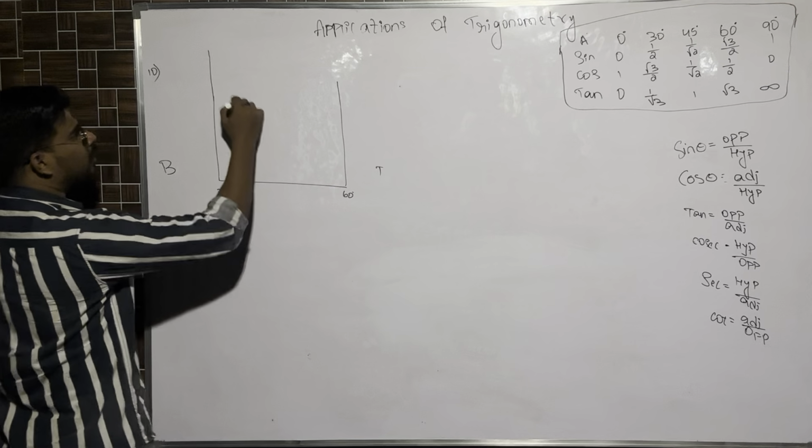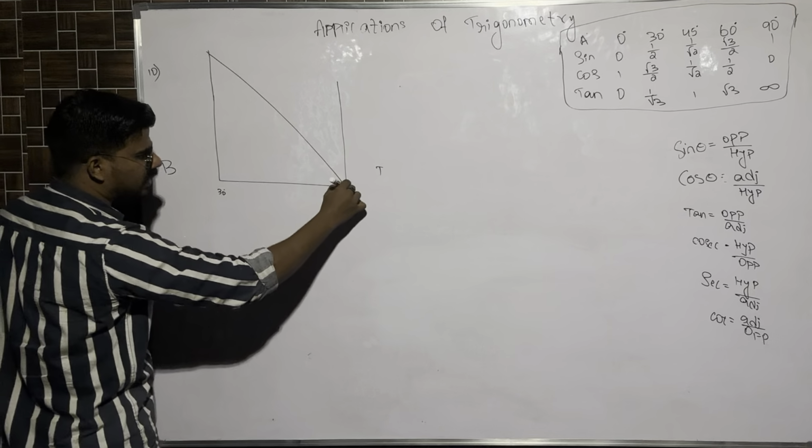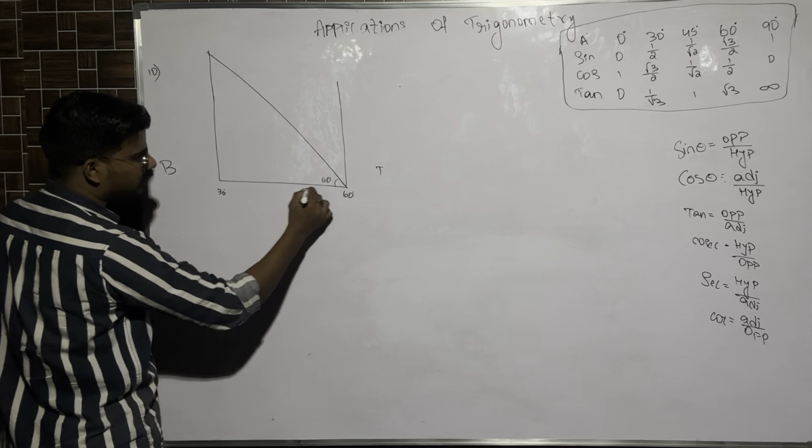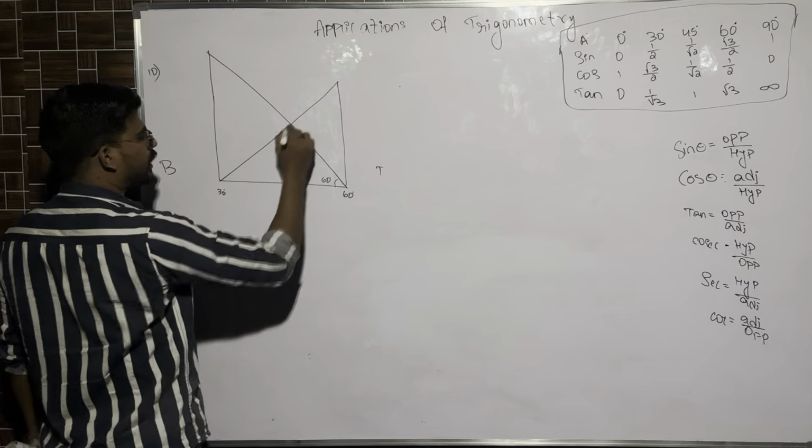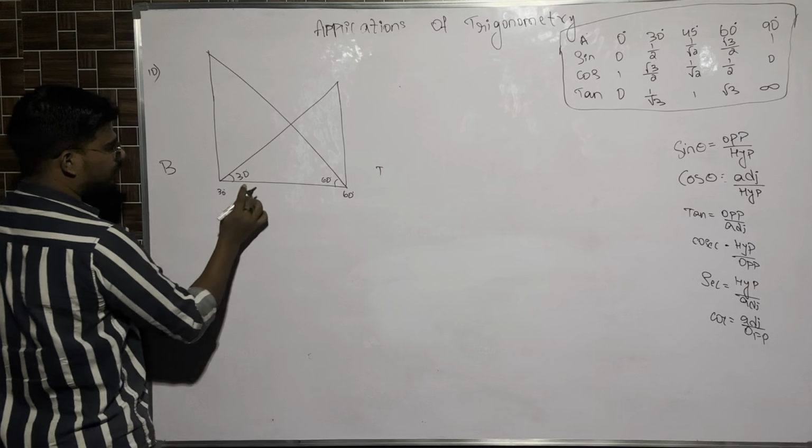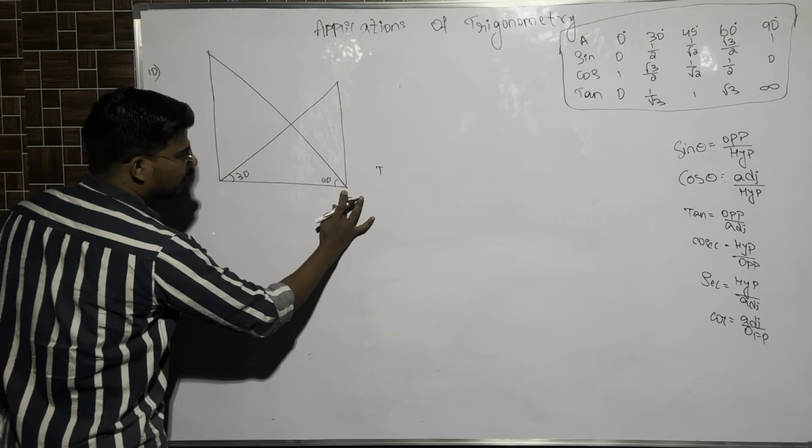Draw a line like this. Okay, this angle is 60 degrees. This angle is 30 degrees. Erase these two angles now. Now what else did he give? Next.